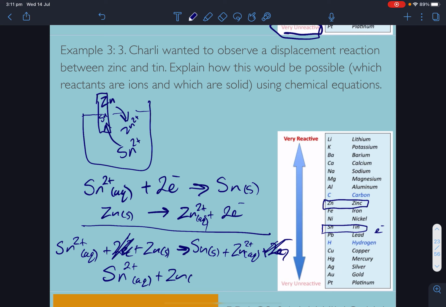tin 2 plus plus zinc going to zinc 2 plus plus tin solid. Alright, so that's the only way a reaction would happen. It wouldn't happen the other way, where you had solid tin and then zinc in solution, you get no reaction.